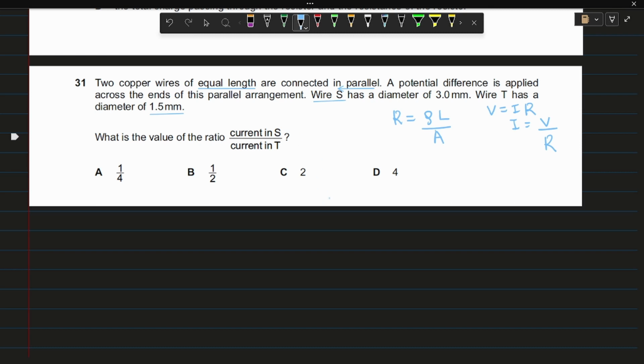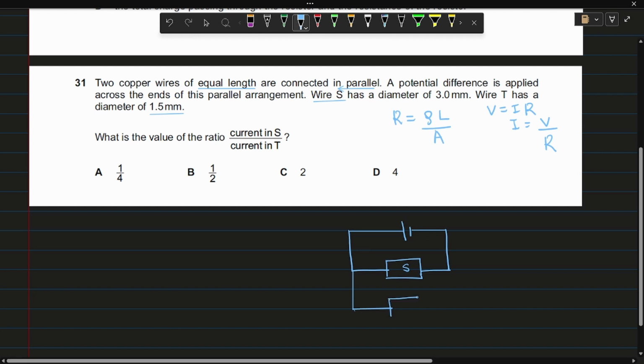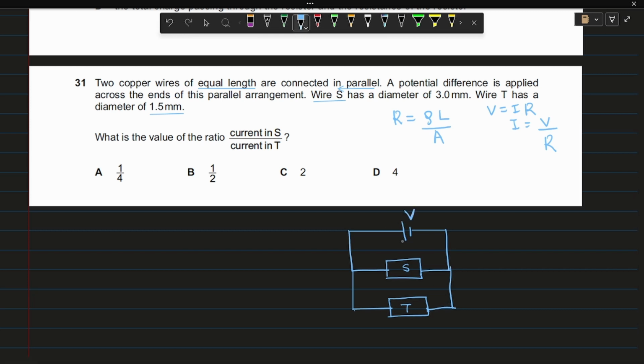Let's make a diagram related to this question. Our diagram might look like this. This is wire S, and since they are parallel, the diagram must look like this. And this is wire T. When two resistors are connected in parallel, and these wires can also be referred to as resistors, the voltage across them is the same. So this is also V and this is also V.